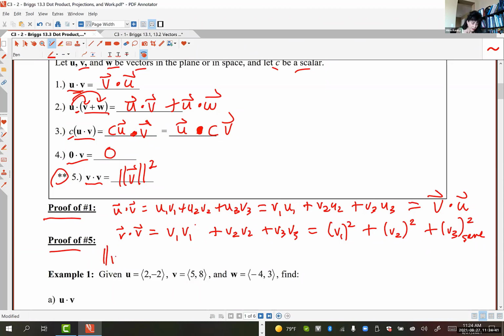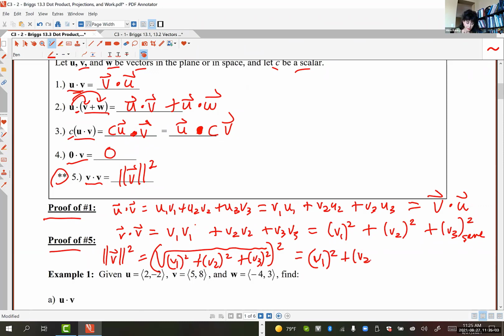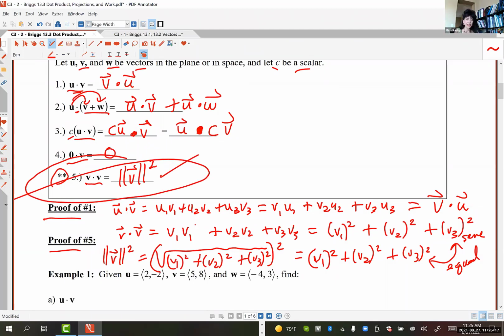Let's look at the right-hand side of the formula. What does the magnitude of V getting squared look like? Well, magnitude involves a radical, and then you're going to square it. So you're going to have the radical is the sum of the squares of the components. That's how you take a magnitude. But anytime you square a square root, the square root goes away. Would you agree that these are equal? Yes. I'm done. I just proved what I needed to prove. Check. This is definitely true. Yay! And we're done.